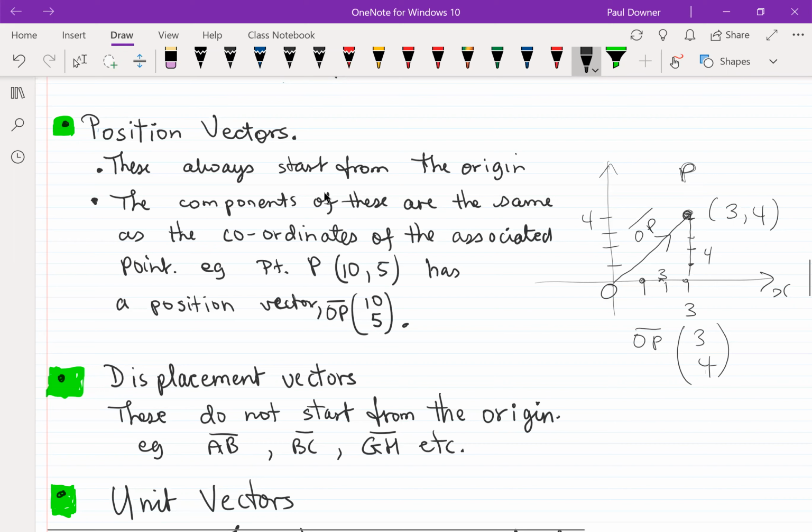It's written vertically. So the position vectors always start from the origin, like what I just drew here. The components of these vectors are the same as the coordinates of the associated points. In what I give you here, the position vector of P would be the same 3, 4, but written in component form. It'd be vertical like this, as opposed to the coordinate or horizontal form for the point P. So I give another example. If you had a point P 10, 5, that would be the coordinates here. You would have a position vector OP, where this 10, 5 would be written vertically like this, right? So that's what position vectors are about.